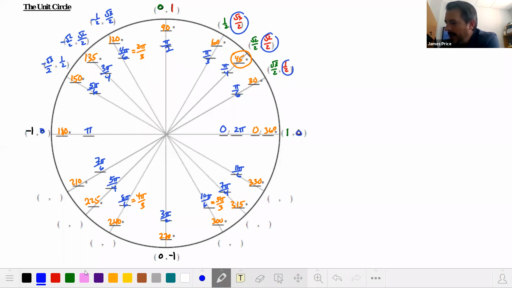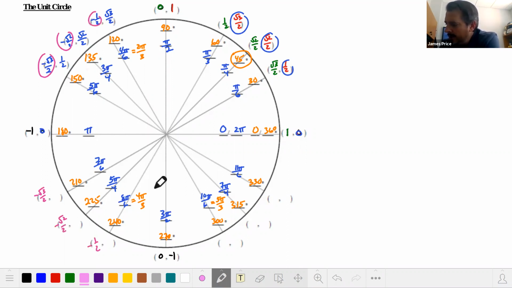And then we do it again down here, and we just reflect across the x-axis, basically. So everything becomes negative. So this stays the same, negative root 3 over 2. We'll do the inputs first. It stays the same, negative root 2 over 2, sorry. And then -1/2.